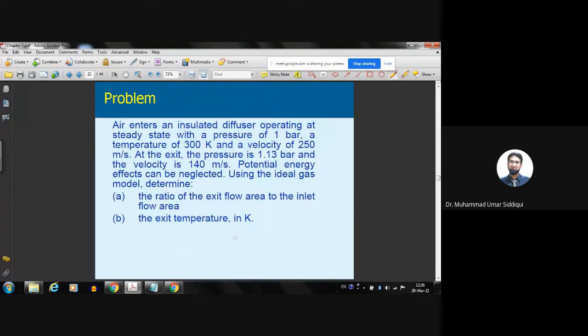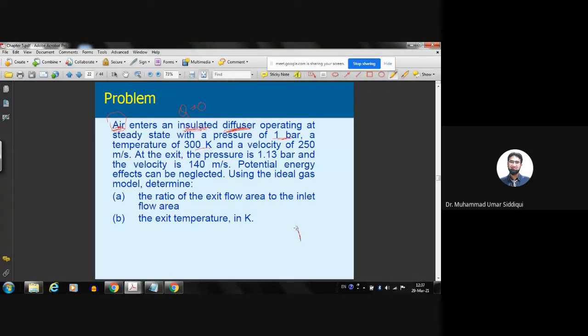So let's see a problem here. We have air. First of all, each and every word is important, because it says that air is the working fluid. So just consider this as the working fluid, air. Air enters an insulated diffuser. Insulated means Q will be equal to 0, right? So we are talking about a diffuser here, operating at steady state with a pressure of 1 bar, a temperature of 300 Kelvin, and a velocity of 250 meters per second.